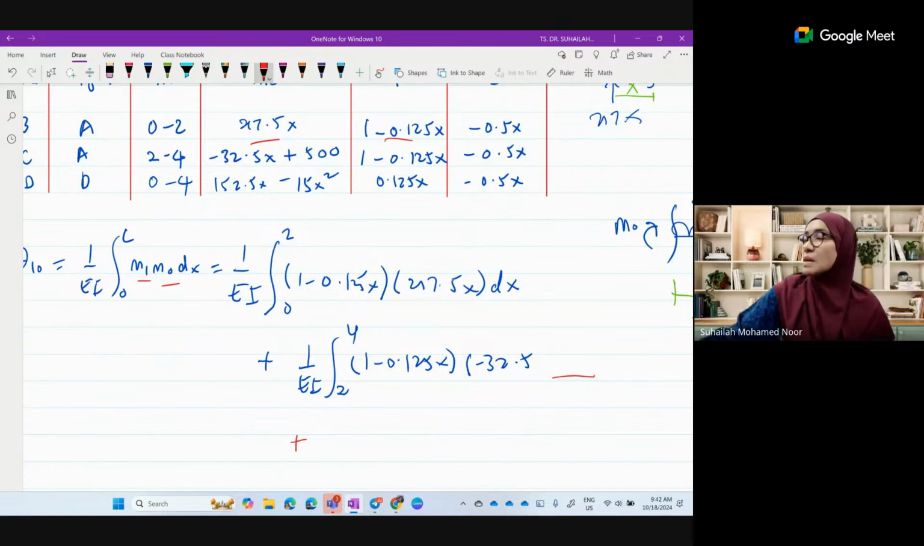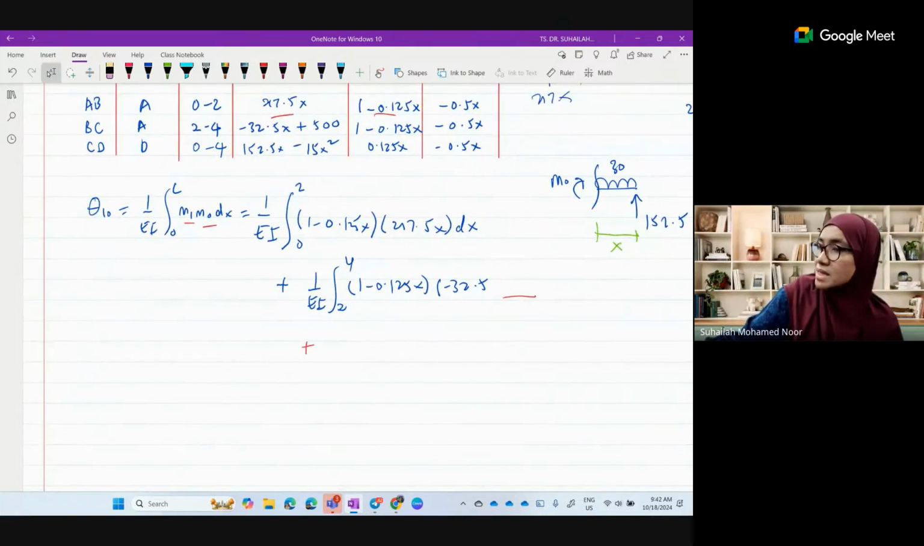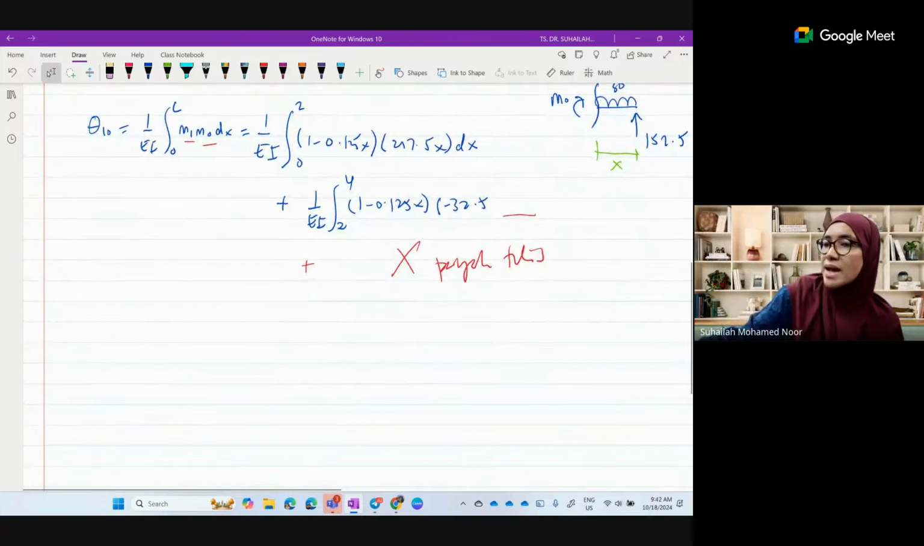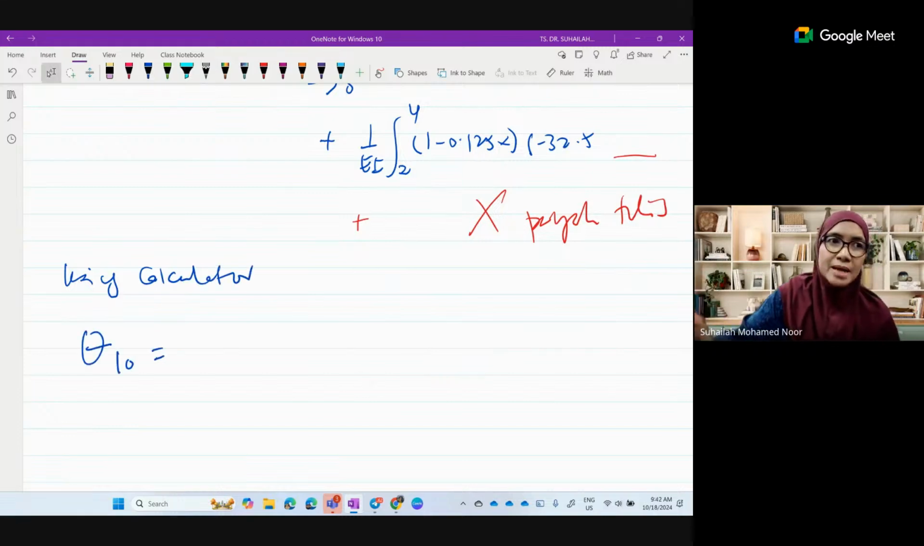Okay? So tak payah tulis. So apa yang you boleh buat, you buat macam ni je. So apa kita buat? Kita buat macam ni. Terus using calculator je. So theta 1 naught. Actually formula pun tak payah tulis. Kan? Sebab sini dah ada dah ni.